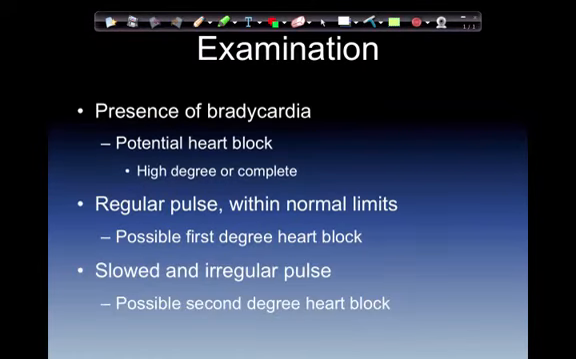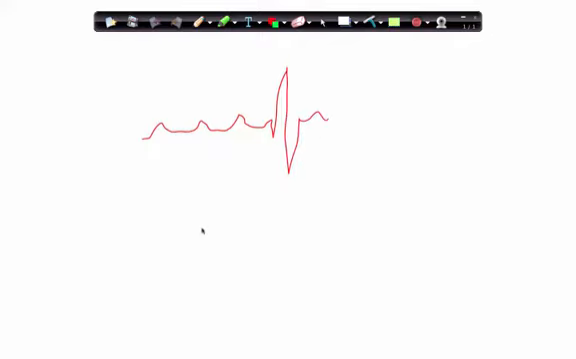Examination. Presence of bradycardia. A potential heart block, whether it be a high degree heart block or a complete heart block, should be identified. Regular pulse within normal limits could possibly be a 1st degree heart block. If it's slow and irregular, probably a 2nd degree heart block. The identification of a 2nd degree heart block: more P waves than QRSs. This is going to be a 2nd degree type 2.